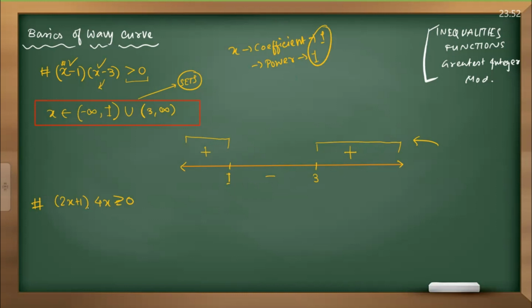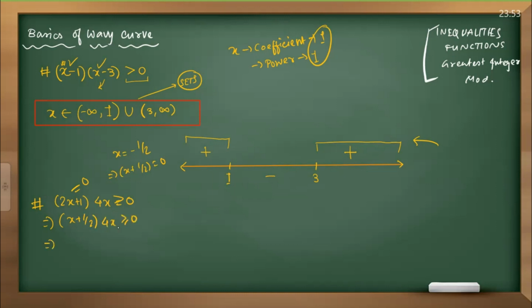But here what do we see? We see that there is a 2x. So how can we remove it? By removing it, we have to equate this to 0. If we equate this to 0, then we'll get x equals minus half. Then we'll bring it that side, x plus half equals 0. Then we will write just (x + 1/2)(4x) is greater than or equal to 0.